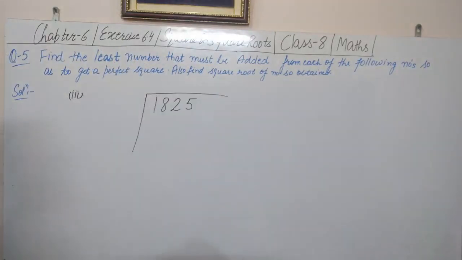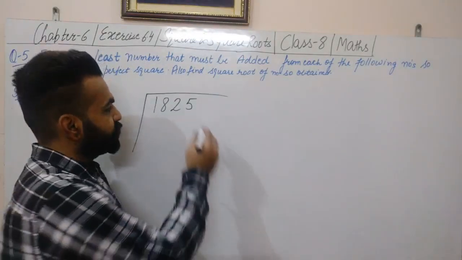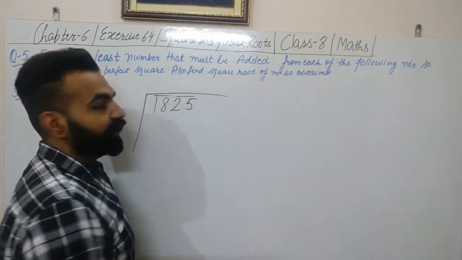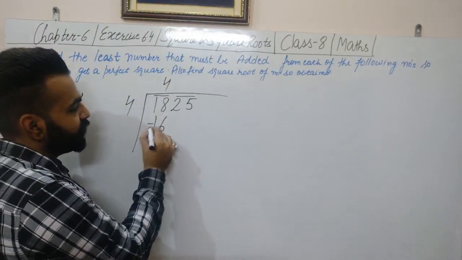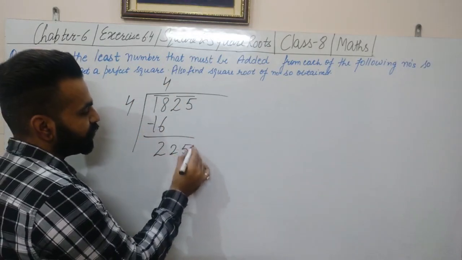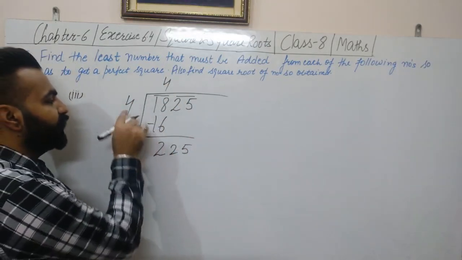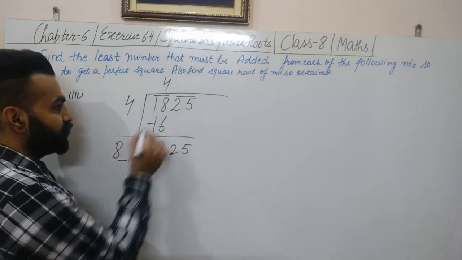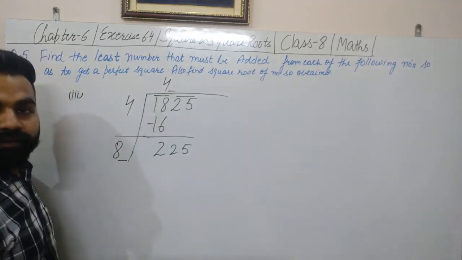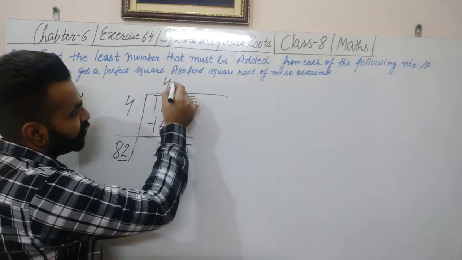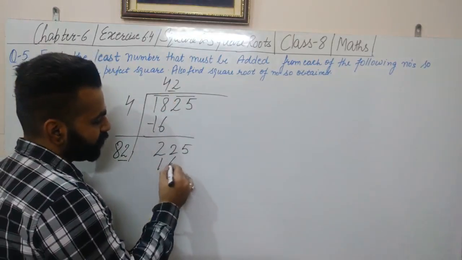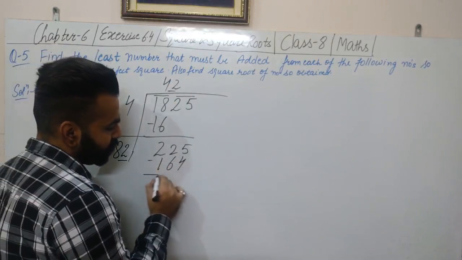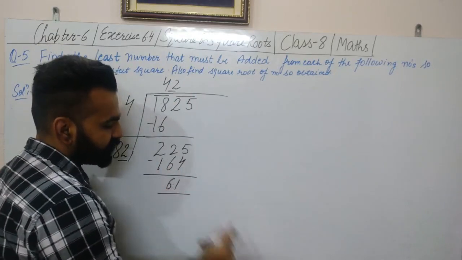So next part is 1825. So put bars on 25 and 18, and we will take 4 here. So 4 into 4 is 16. This will become 225, and we will double the divisor here. So now we have to think of a number here. So the number which will appear here will be 2. So 82 into 2 is 164. So the remainder will be 61.